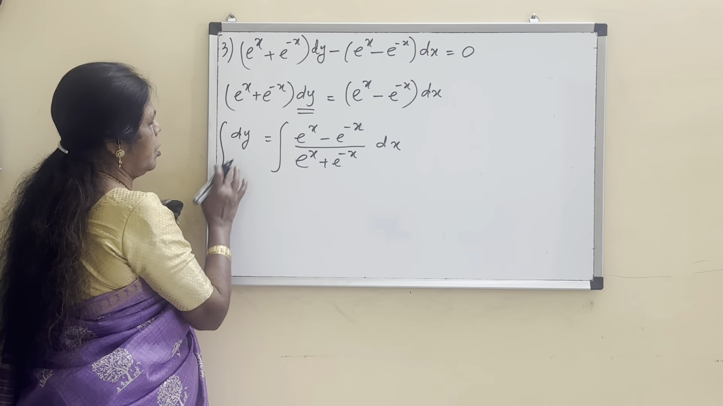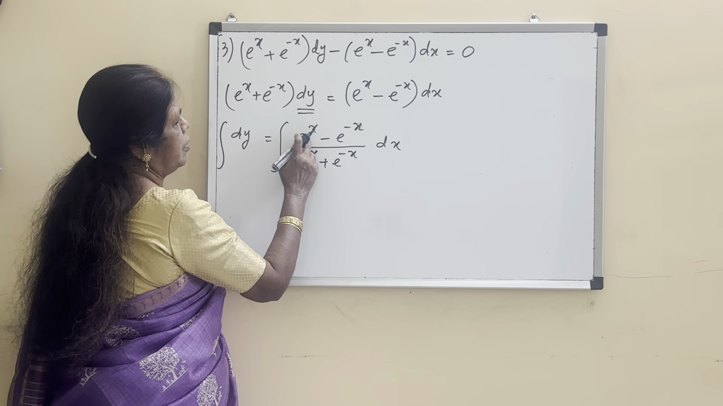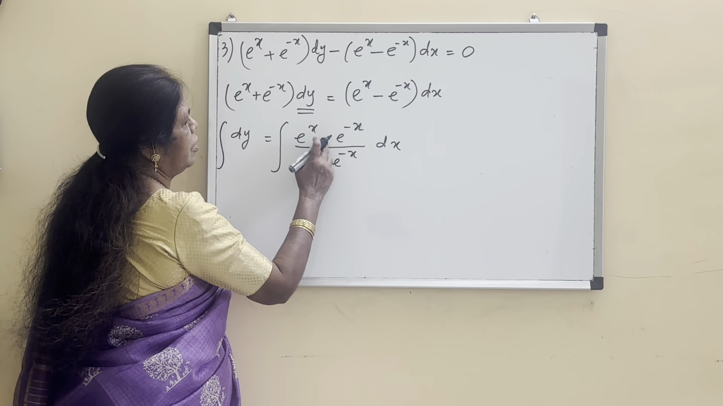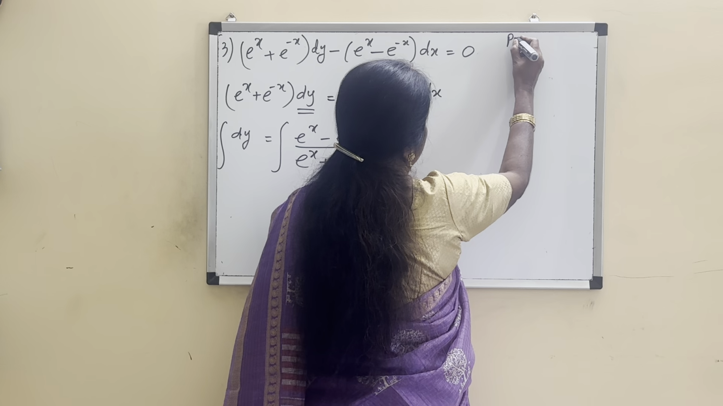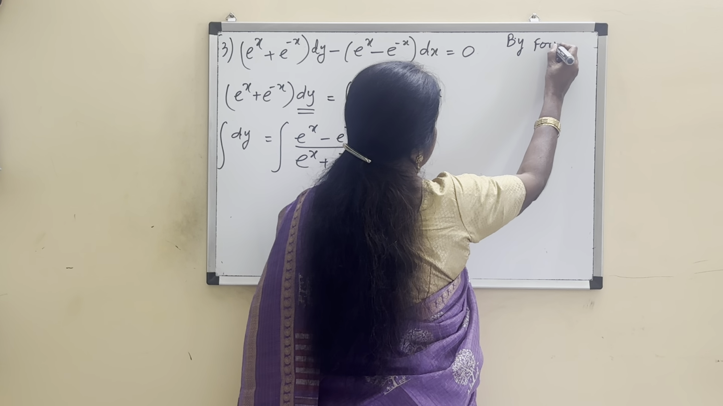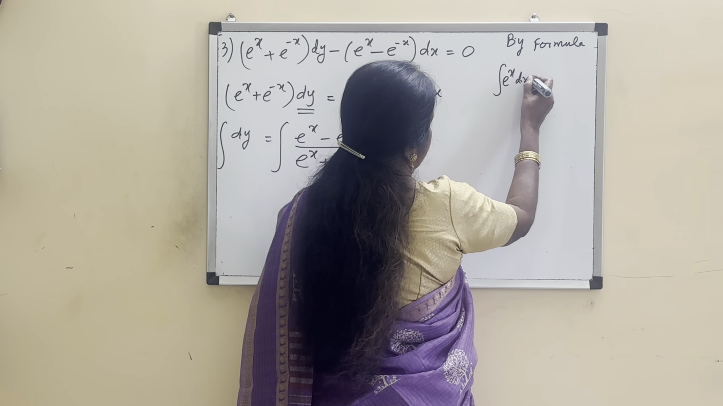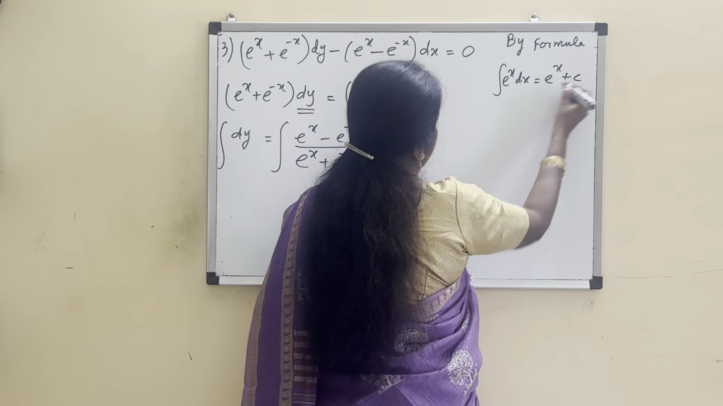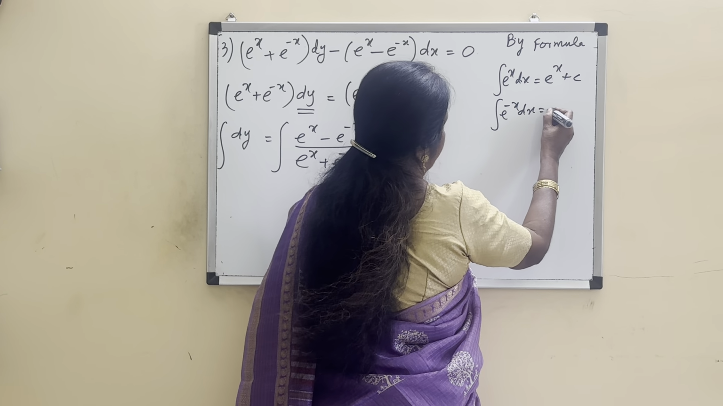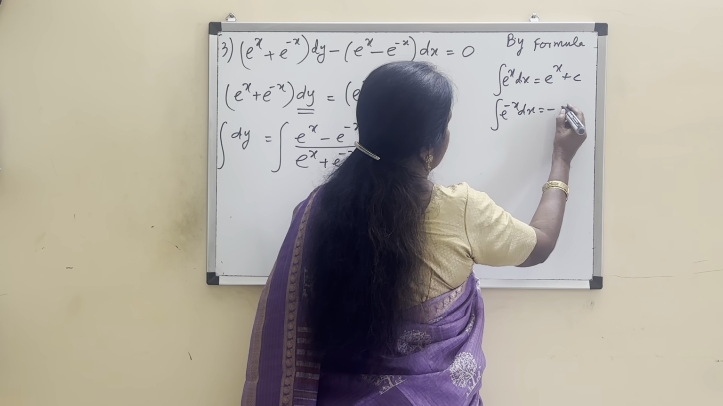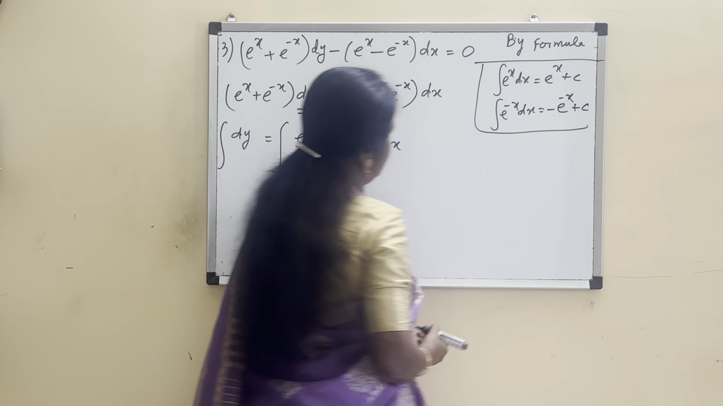Now this side, integration of dy is y only. Here we are checking the denominator. Differentiation of e power x is e power x. Differentiation of e power minus x is minus e power minus x. So by formula, integration of e power x dx equals e power x plus c. Integration of e power minus x dx equals minus e power minus x plus c. So this formula we are going to use.